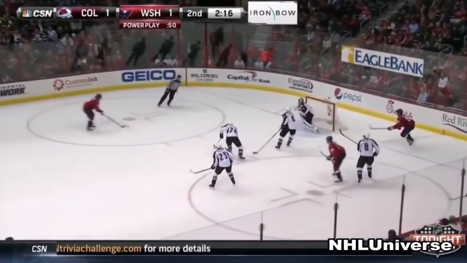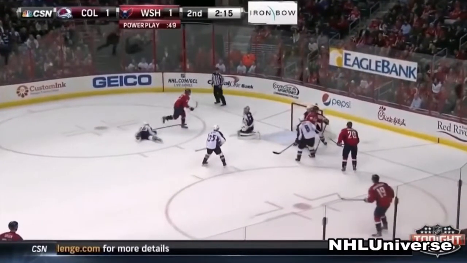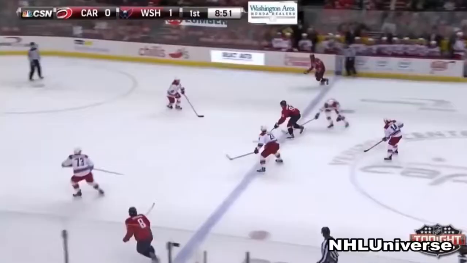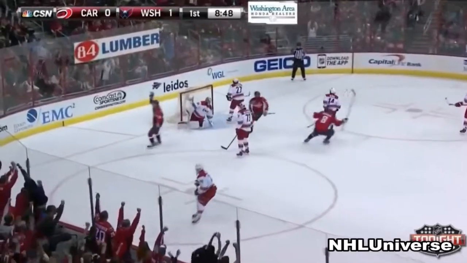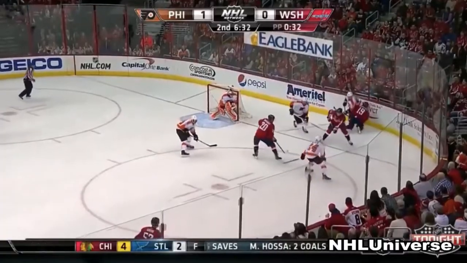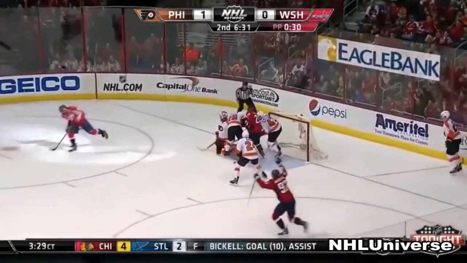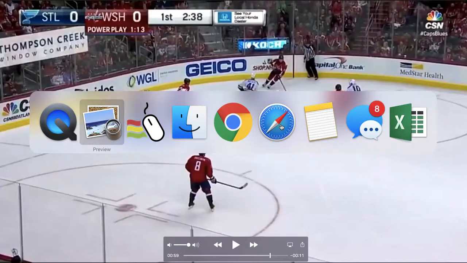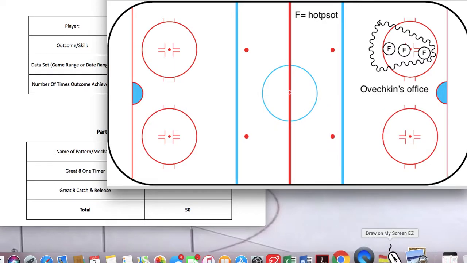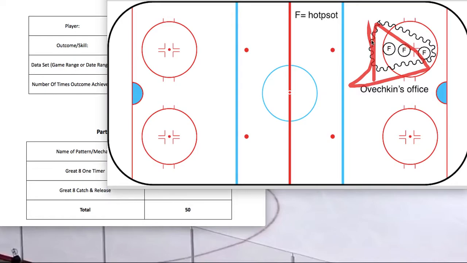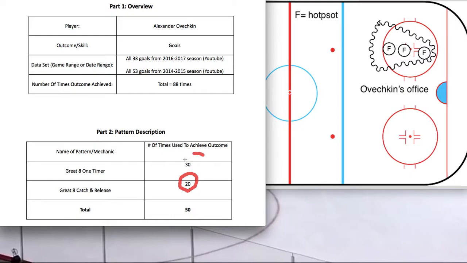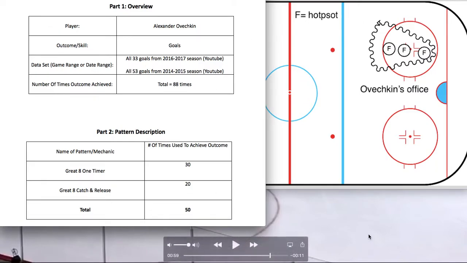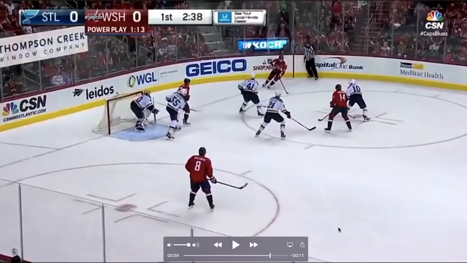Now, the second pattern that we see is, rather than a one-timer, it's a catch and release. So rather than a full one-timer, he's going to catch it either softly or on his backhand and get the release off really, really quick. And again, you can see most of these goals are occurring in Ovechkin's office, on his offside. And just look again how many times he's using these to score goals. This is 50 out of 80 times in 2 seasons. So he's certainly a master of the mechanics, and this pattern works for him at the absolute highest level.